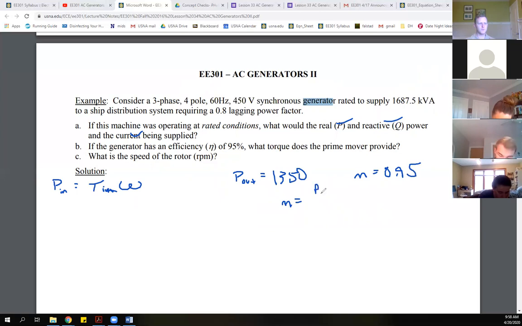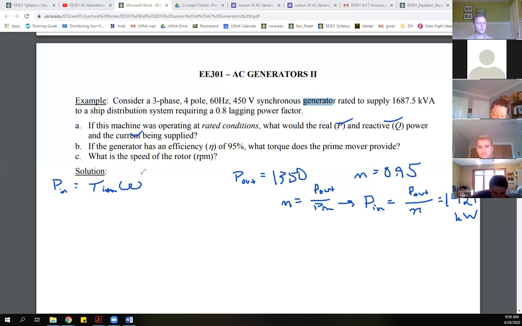So efficiency is P out over P in. We can rearrange to solve for P in. This is one that people often mess up. They'll multiply the efficiency times the P out instead of dividing the P out by the efficiency. So I usually rewrite it just to make sure I don't make that mistake. But the other thing you could do is a sanity check: your P in should always be greater than your P out because it's going to have some losses along the way. So here's 1421 kilowatts is the P in.